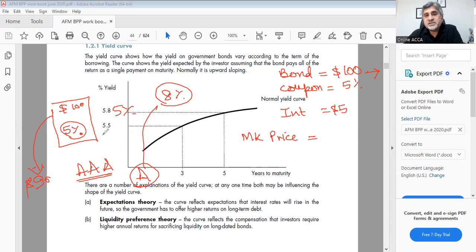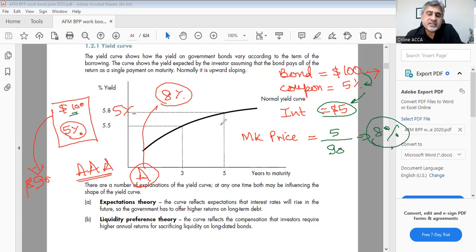Then how do I attract investors? So the market will adjust it. The market will say this bond is now not 100. This bond will be sold at $90. And then what will happen? People will be earning $5 on the investment because 100 into 5% will remain $5. So now this is an instrument which is giving $5, but it is available in the market at $90, which will probably make 8% return. This is how the market has adjusted itself.